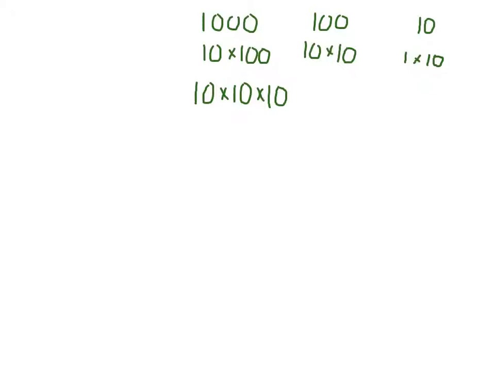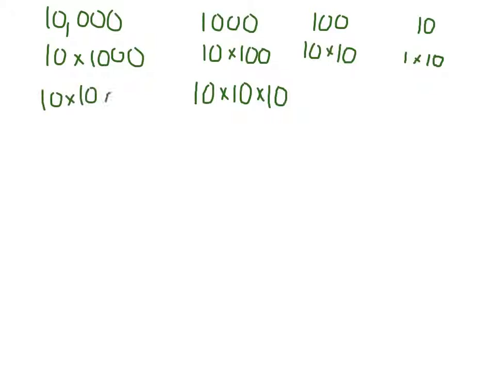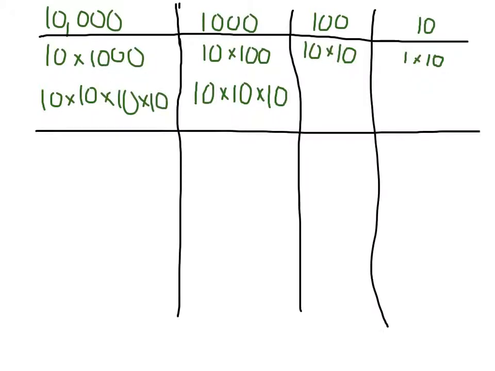And I'll stop at 10,000, which is 10 groups of 1,000, or 10 times 10 times 10 times 10. One observation we made today in class was that the number of zeros tells us how many tens go into that. I have 2 zeros, I have 2 tens. I have 3 zeros, I have 3 tens. I have 4 zeros, I have 4 tens.